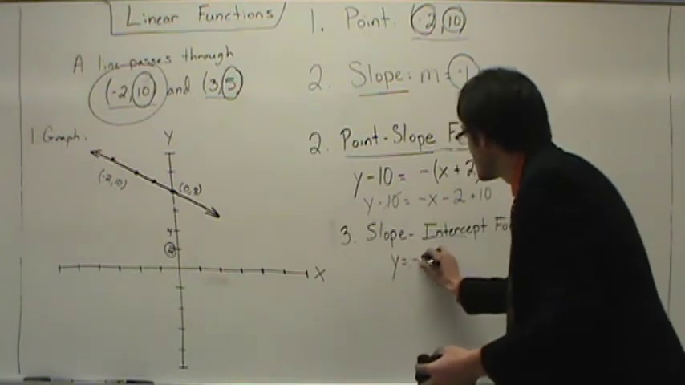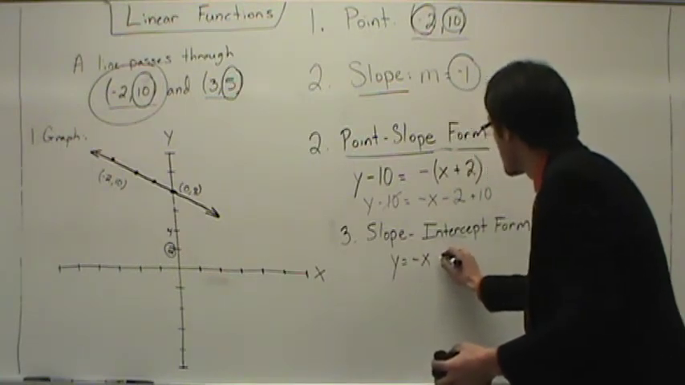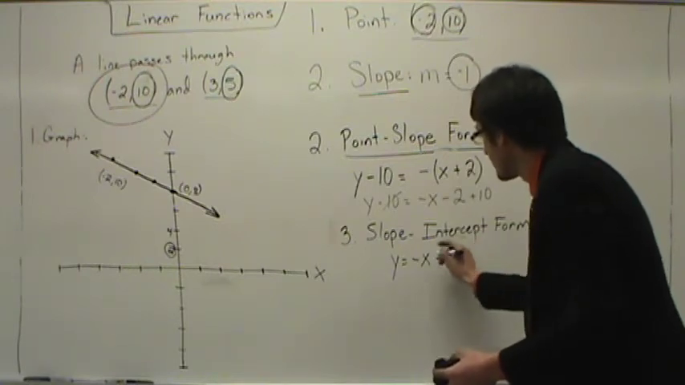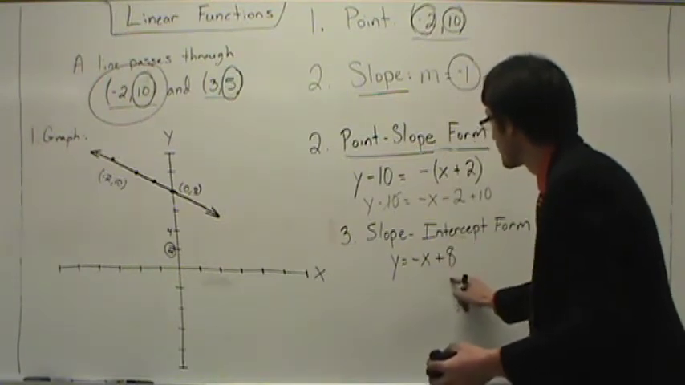Y equals negative x. What was it? I'm sorry. Negative x plus 8. Lost my train of thought. Okay, y equals negative x plus 8. This is your slope-intercept form.